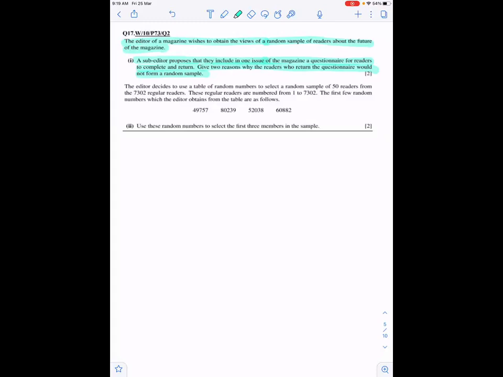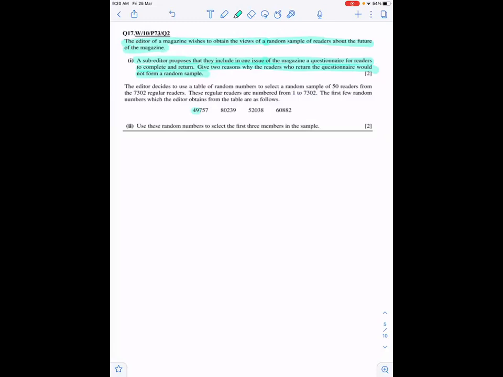Then they're saying the editor decides to use a table of random numbers to select a random sample of 50 readers from the 7,302 regular readers. These regular readers are numbered from 1 to 7,302. The first few random numbers which the editor obtains from the table are as follows. Use these random numbers to select the first 3 members in the sample. You have numbered people from 1 to 7,302. That means you're supposed to pick 4-digit numbers.